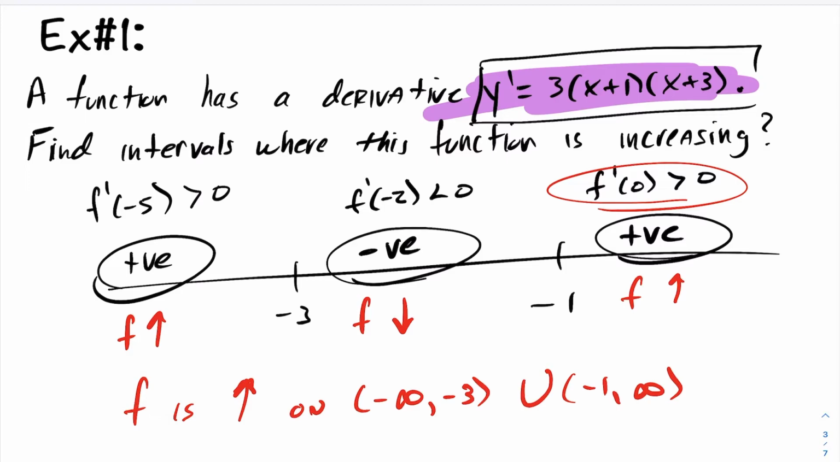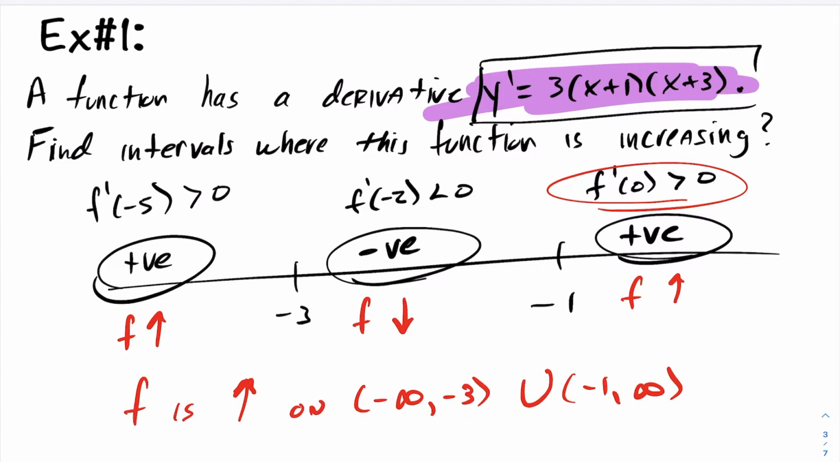So notice here, this change in direction happens at minus 3. The function goes from increasing to decreasing. And likewise, at minus 1, we have another change in direction. The function goes from decreasing to increasing. So whenever you're talking about intervals of increase or decrease, we never include the values where the derivative is 0. So there's always going to be open circles on these values here.